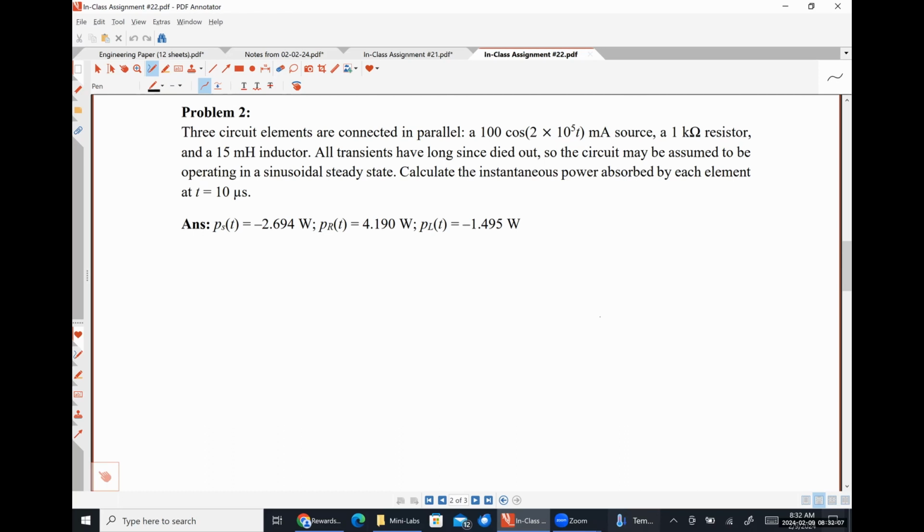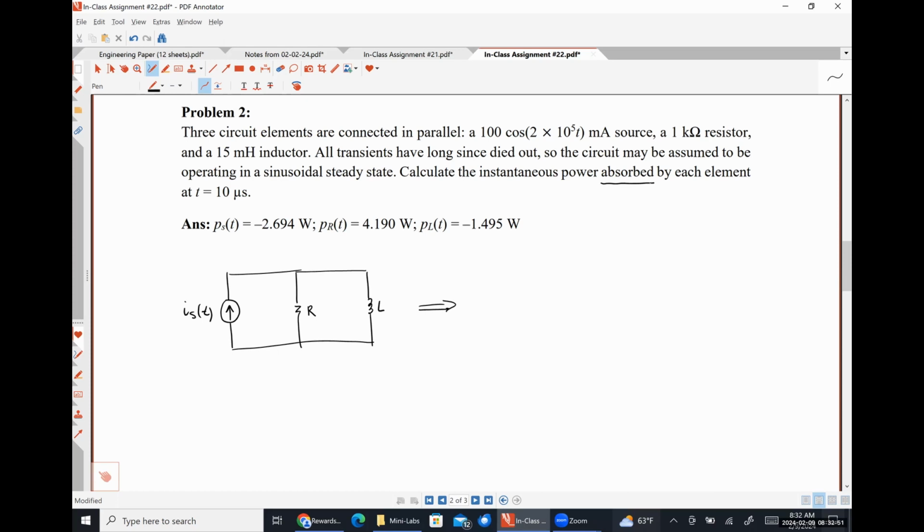So in the time domain, we're going to have something like this, where here's Is of t. Here's our resistor R. And here is our inductance L. And what we're interested in determining is the instantaneous power absorbed, I want to make that very clear, absorbed by each of the elements at some specific time, okay?